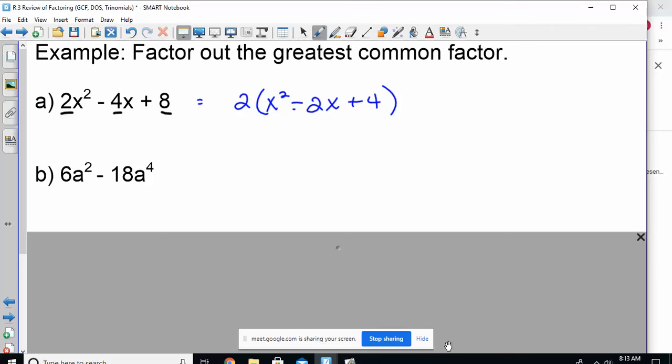B. What can I pull out of this one? 6a squared. Okay, if you take something out entirely, what do you put there? A 1. It doesn't just disappear, you put a 1 minus. Okay, 18 divided by 6 is 3. You had 4 a's, you took out 2 of them. So there are 2 left. That is a square, it just doesn't look like it.